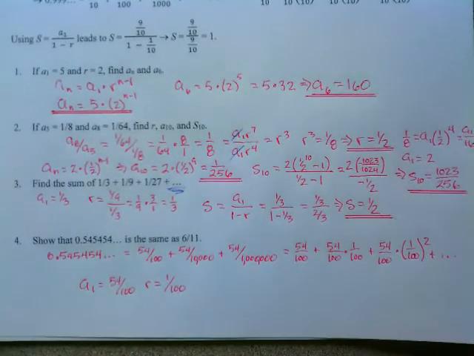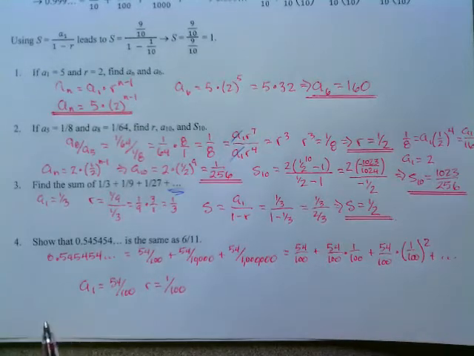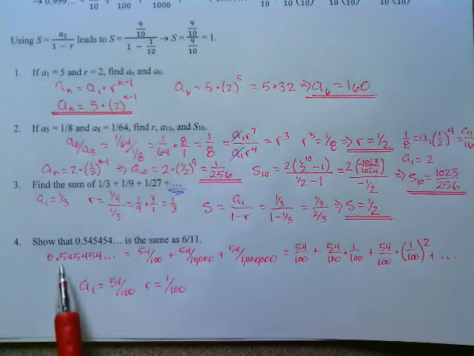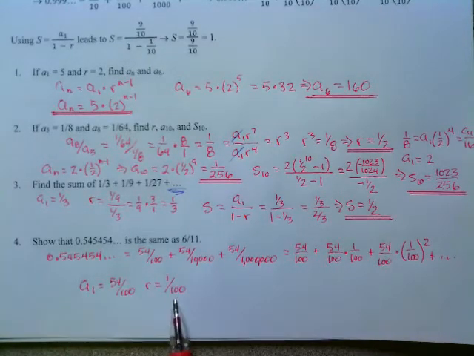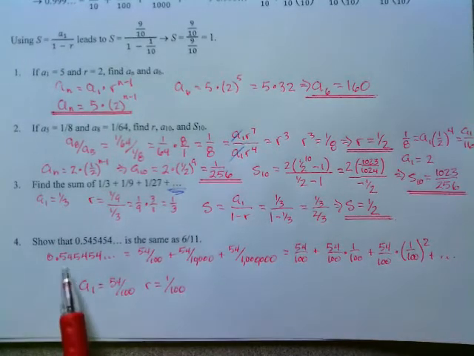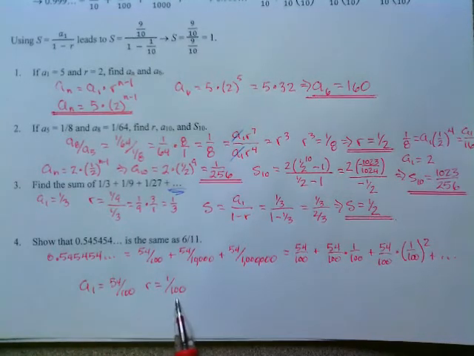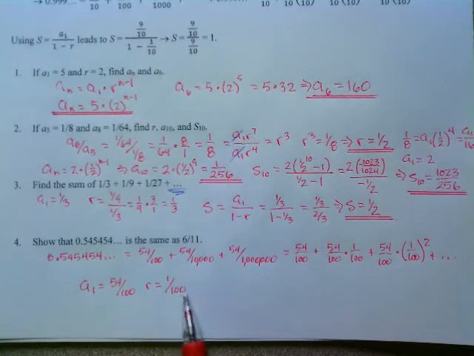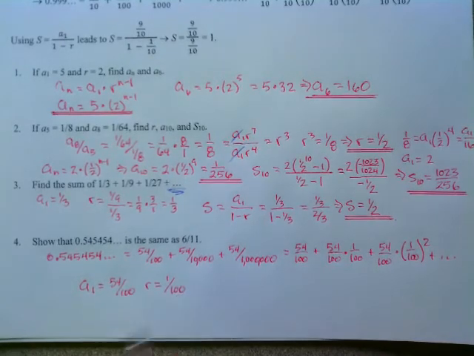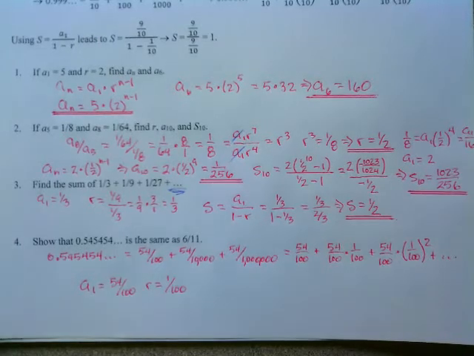And by the way, as a general rule, as a pattern, however many decimal places repeat. So in this case, 2 repeated. So my ratio was 1 over 100, 2 zeros. If I'd had 3 digits repeat, so let's say it went 544, 544, 544, then I would have had 3 zeros here, 1 over 1,000. However many decimal places I need to go before I start to repeat.